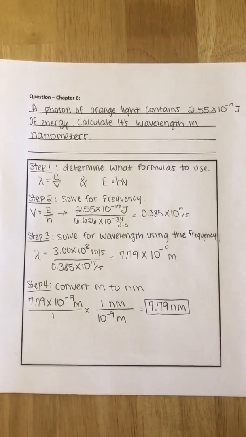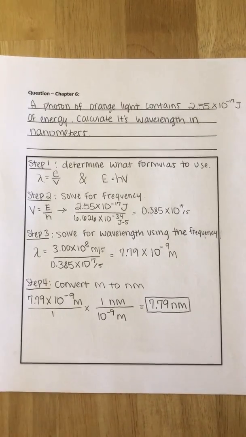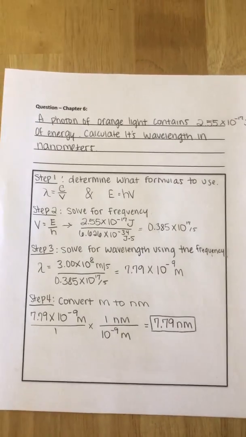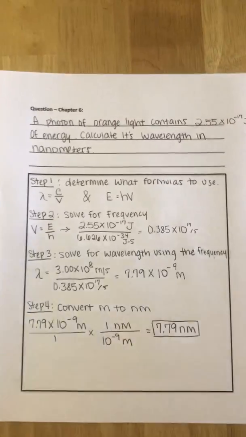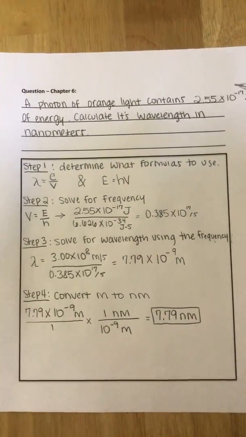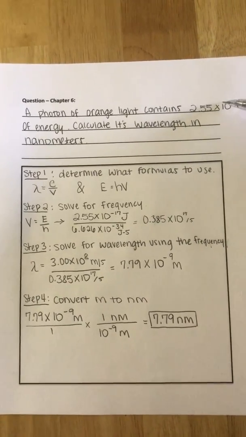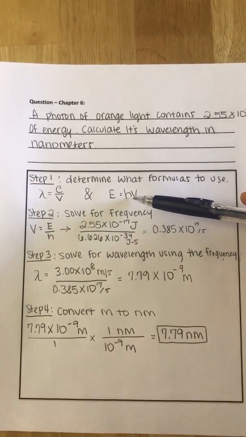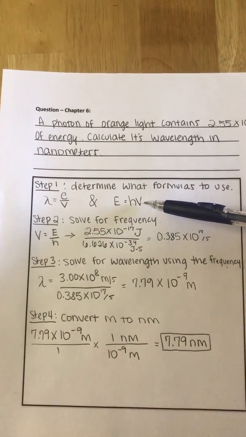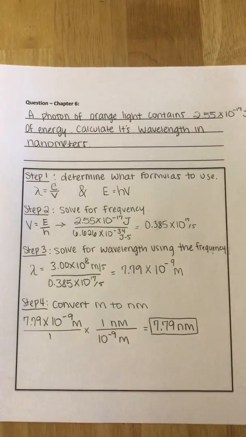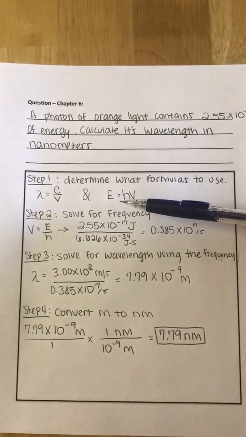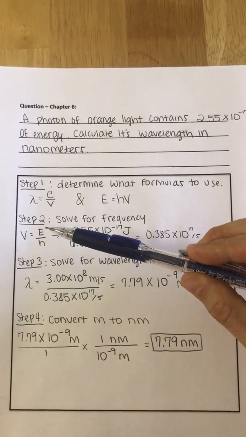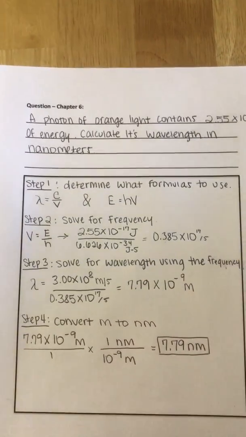So the first step we need to do is to determine what formulas to use. We know that the formula for wavelength is equal to the speed of light over the frequency. But in the equation, we're not given frequency. So that's the first thing we need to solve for. We know that energy equals Planck's constant times frequency. So to solve for frequency, you rearrange this equation and you get frequency equals energy over Planck's constant.